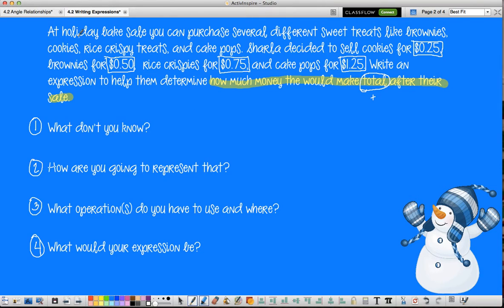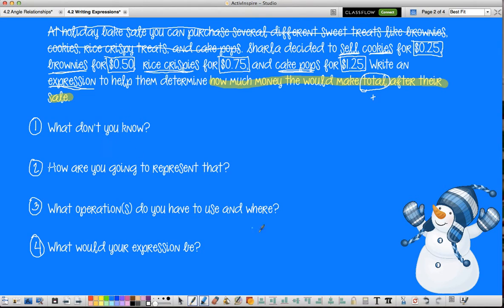All right, so here's some fluff information. The holiday bake sale. It doesn't matter that you can purchase different treats, and it doesn't really matter what they are since it shows us again down here. Decided to sell the cookies, that's important, so we need cookies, brownies, Rice Krispies, and cake pops. All right, and it's important to note that we're looking for an expression, and we know expressions do not have answers, so they should not have an equal sign.